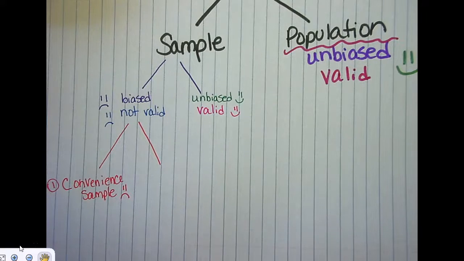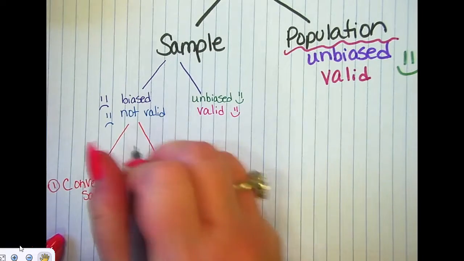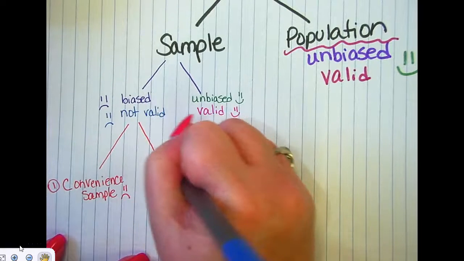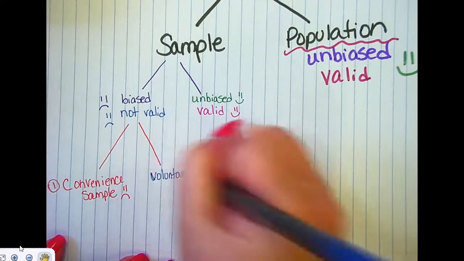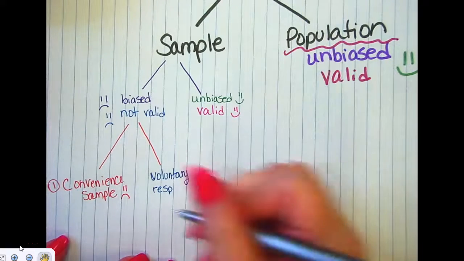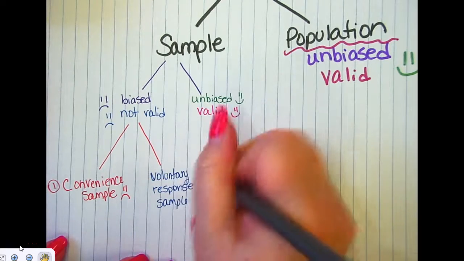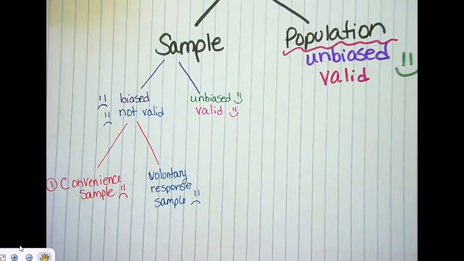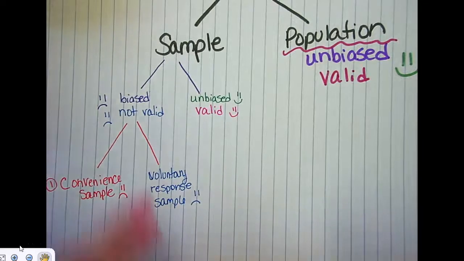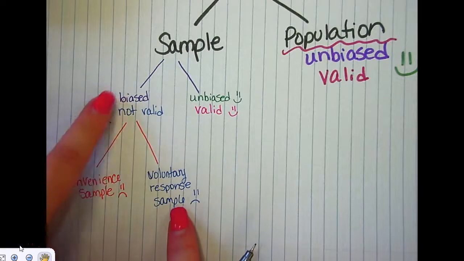And so another way, what's the other thing we talked about? Do you remember? A voluntary response sample. Do you remember what that is? People who volunteer to take this. Right? People that just volunteer to go out of their way to answer a survey. So a voluntary response sample is also biased and not valid. So, when you're taking a survey, if you do a sample of the population, make sure you don't do either of these two things because it would be biased and not valid.